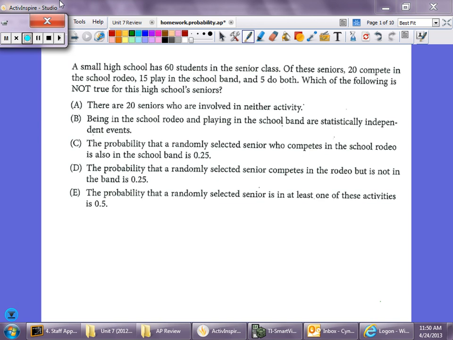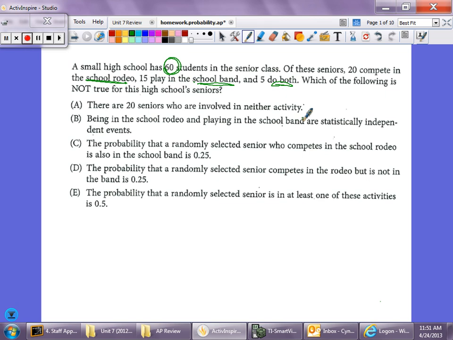Question number one begins with a small high school that has 60 students in their senior class. So that 60 students becomes our total. Of these seniors, 20 compete in the school rodeo, 15 compete in the school band, and 5 do both. They've just given me enough information to create a Venn diagram. They've given me event A, event B, and the overlap, A intersect B.